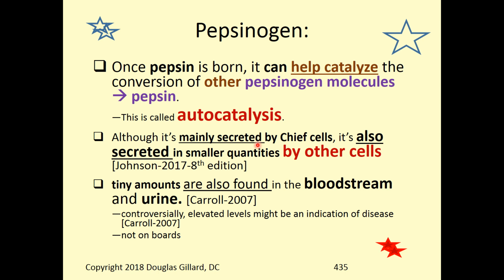Also, it's mainly secreted by chief cells, but not exclusively. It's also secreted by some other cells we'll look at in a second. There's even some in the urine and in the bloodstream. We're not even sure how. That's a little controversial still, but there are some studies, like a Carroll 2007 study, that found elevated levels indicate certain diseases and cancers. So they're kind of working on that one still.